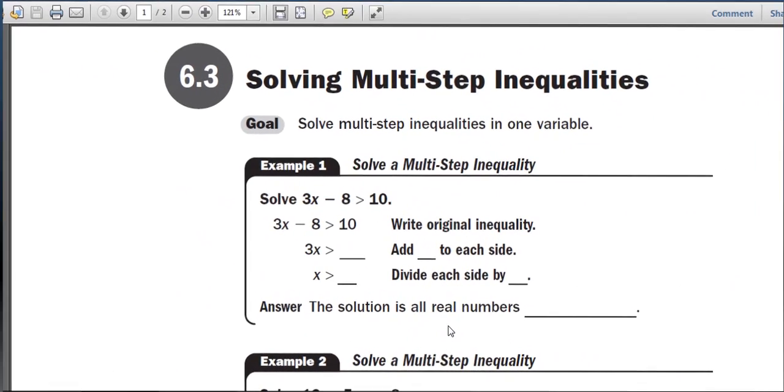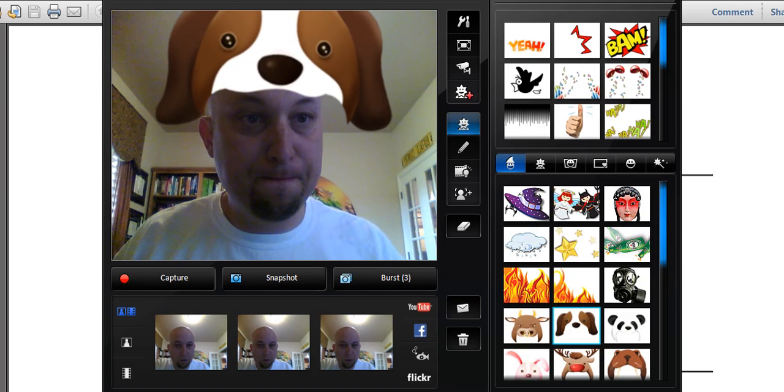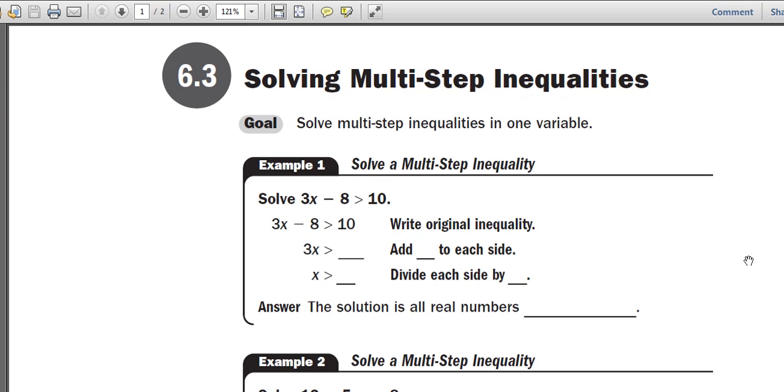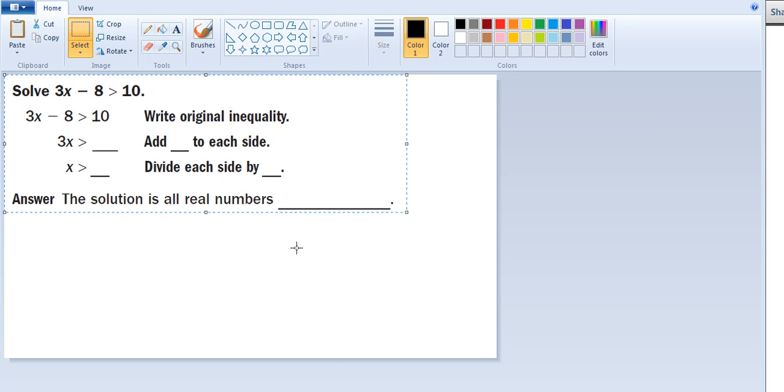Okay, so if you turn to page 125, here's where we're at. We're at example 1. Now on example 1, we've got 3x minus 8 is greater than 10. Now obviously the goal is to solve it just like we would an equation. We want to get x by itself.